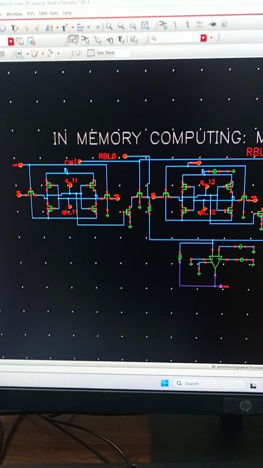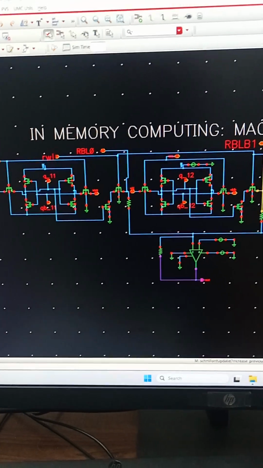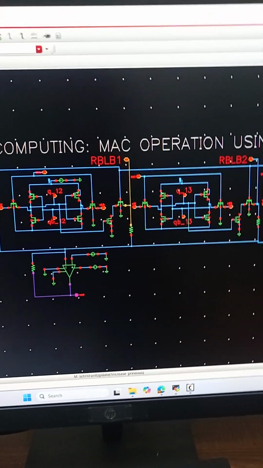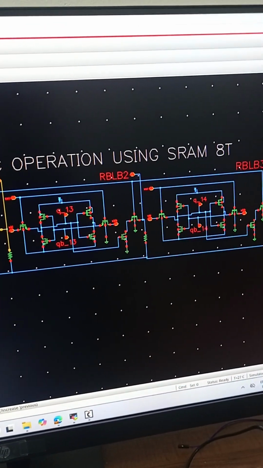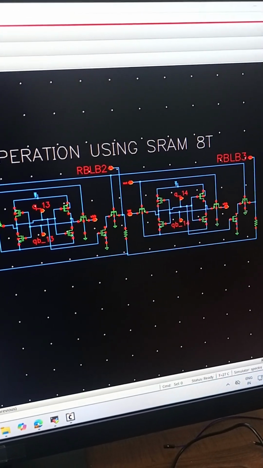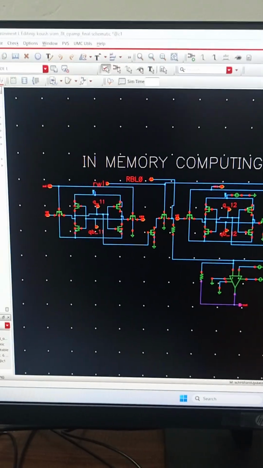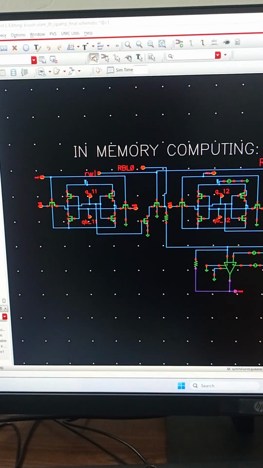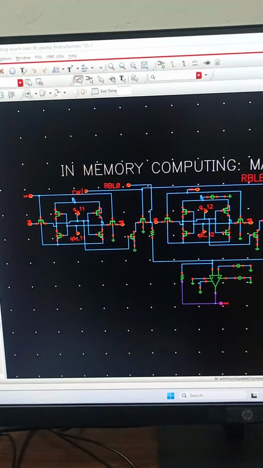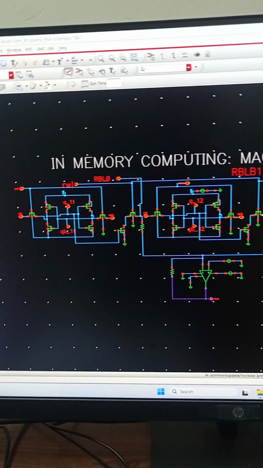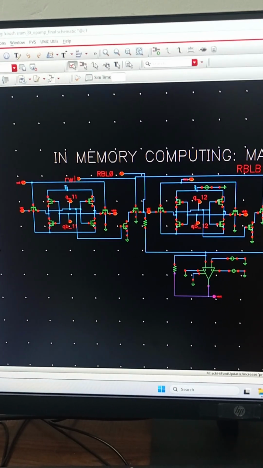So this is going to be a teaser video for in-memory computing to perform MAC operation using SRAM 8T cells. So we know that the MAC operation is the fundamental operation for any artificial intelligence machine learning algorithm. So for MAC operation, we need weights and input activation functions.